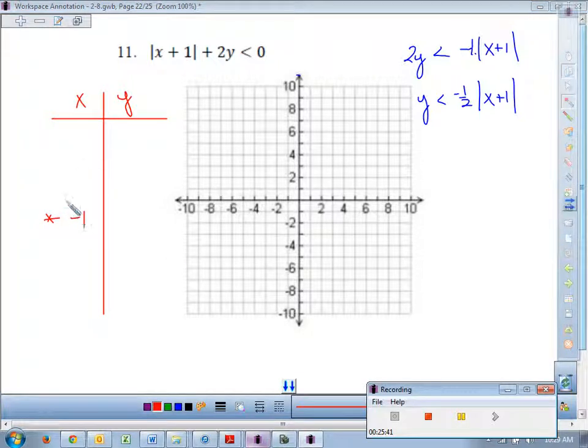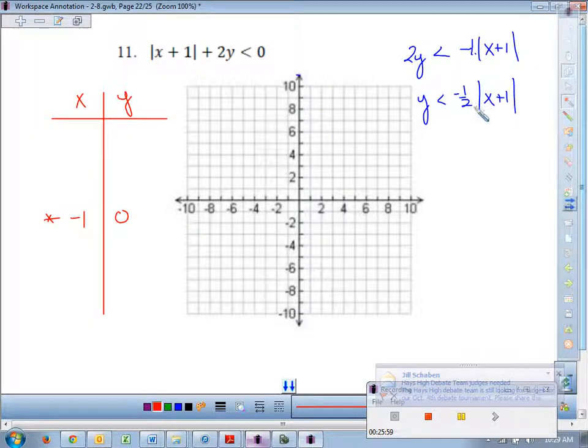So -1 goes here for the x. And then y would turn out to be what? 0. Because it shifted not up and down at all. Ooh, man. Numbers to pick. See that stupid divide by 2 out here?